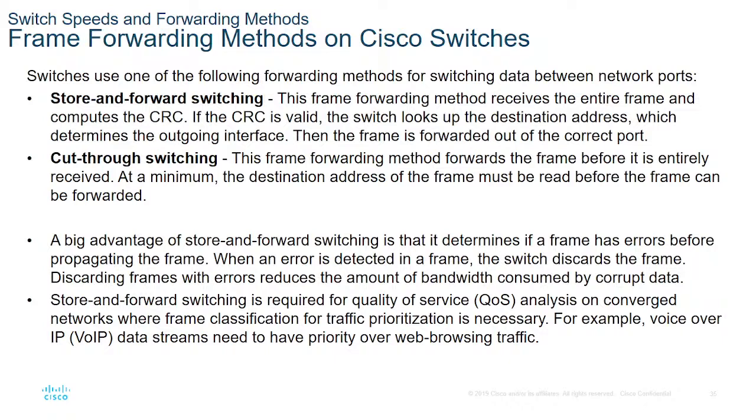Store and forward switching is a frame forwarding method that receives the entire frame and completes the cyclic redundancy check. If the check is valid, it looks for the destination address and forwards the frame out to the correct port. Cut-through switching is a frame forwarding method whereby the frame is not looked at in its entirety, but only the bare minimum. It looks simply at the destination address and forwards it to the destination.